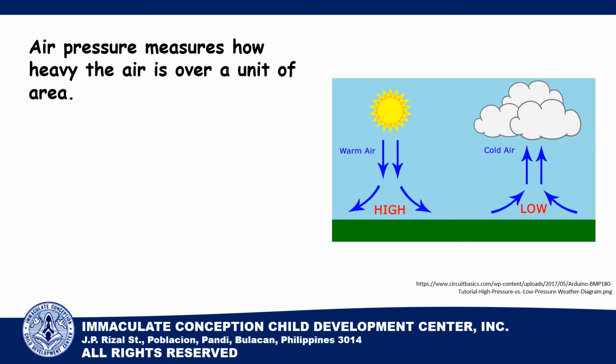Air pressure measures how heavy the air is over a unit of area. With higher air pressure, the weight of the air above us becomes heavier. This indicates fair weather. With lower air pressure, the air molecules move towards the atmosphere. This signals a stormy weather.